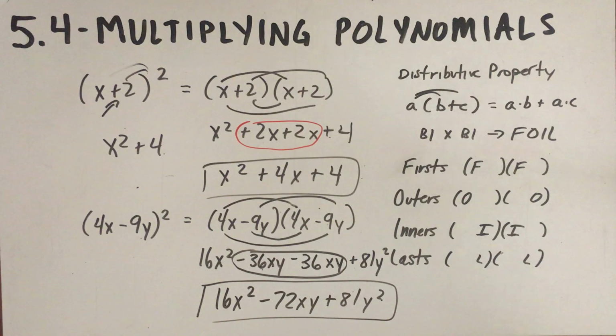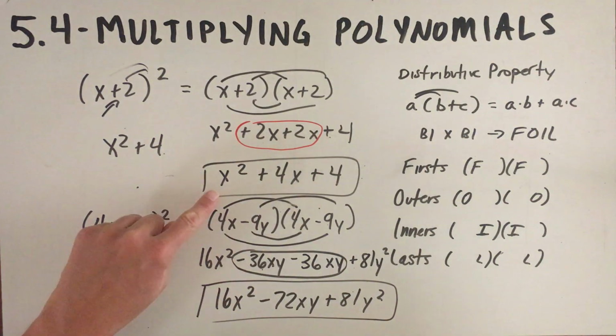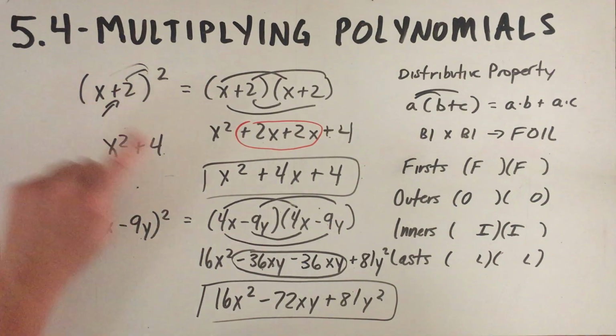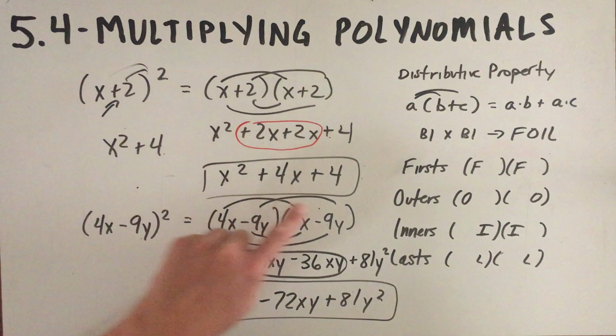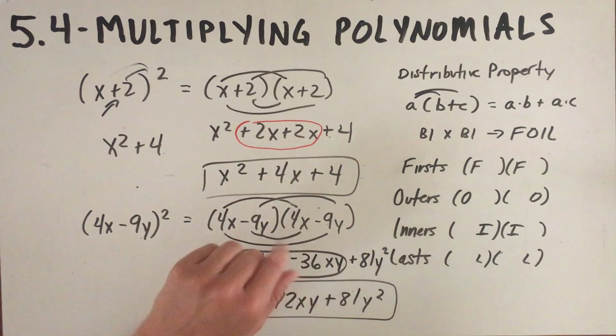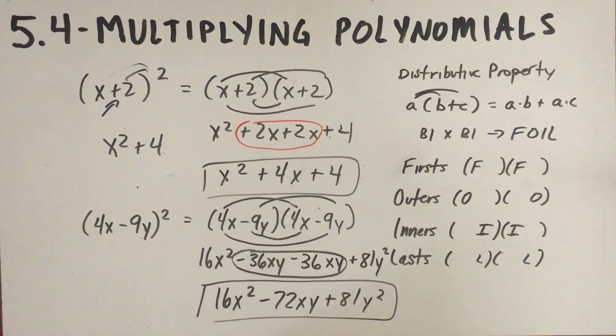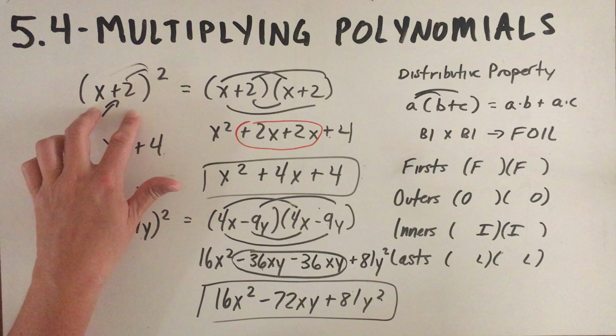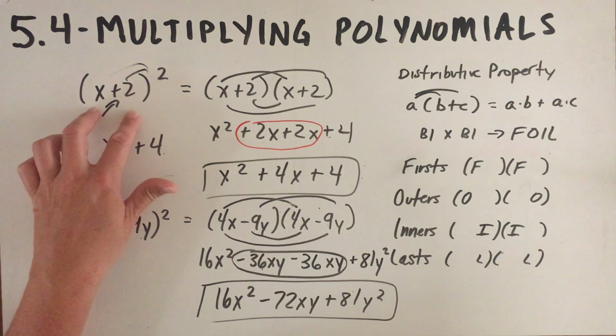Well, you'll notice that this first term here is the first term squared. It's x squared. And the last term is this last 2 times 2. It's 2 squared. Where did this middle term come from? Well, it's what's called the cross product. So 2 times x is 2x, and double that is 4x.